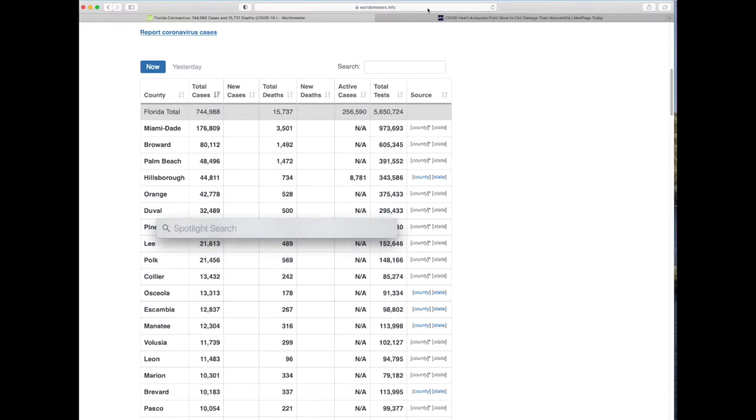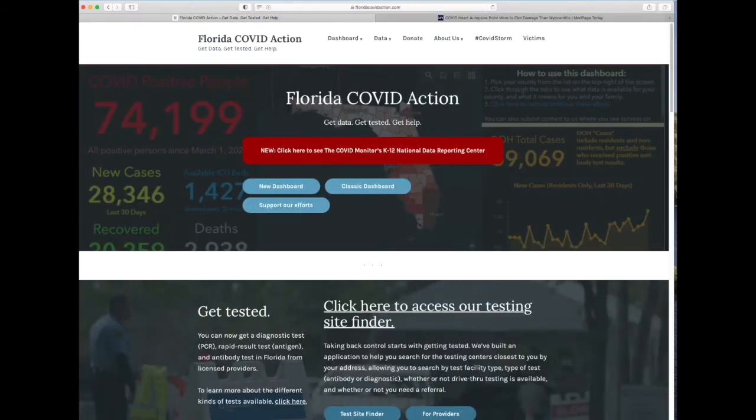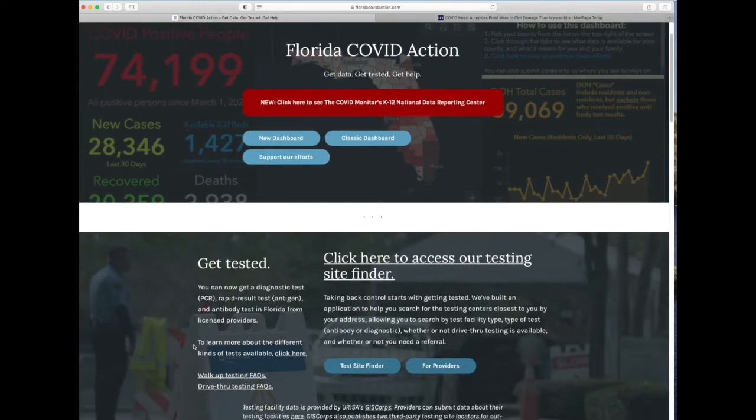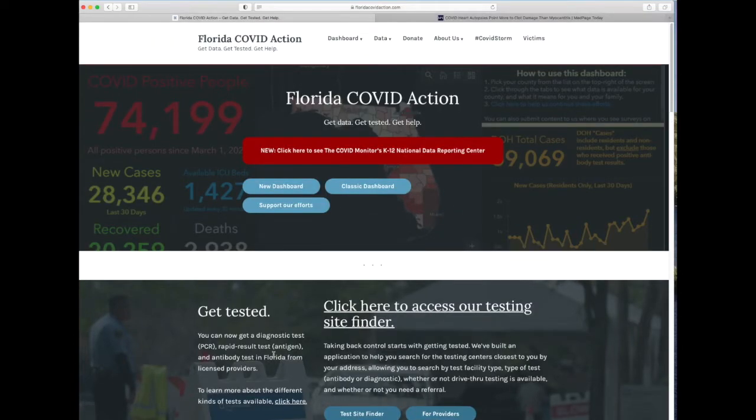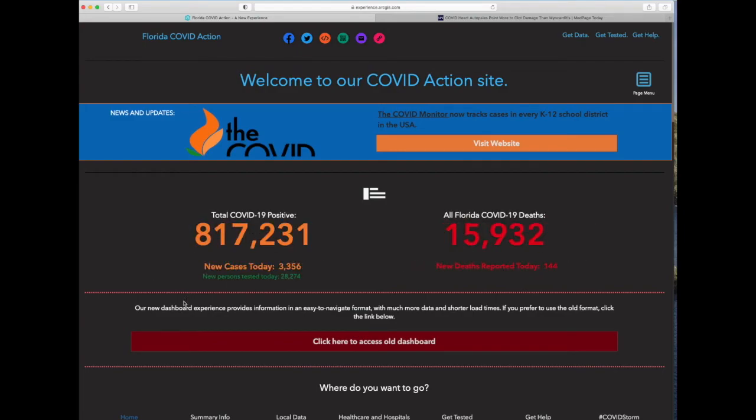Let's go to Florida COVID Action.com. This lady's awesome. She's a mad lass, as my 14-year-old says. She'll play sort of by the rules, but she'll do what she needs to do. Let's see if I can figure out where, she keeps changing her dashboard. Of course, she's one woman doing better than the state of Florida, so I can't really complain too much.